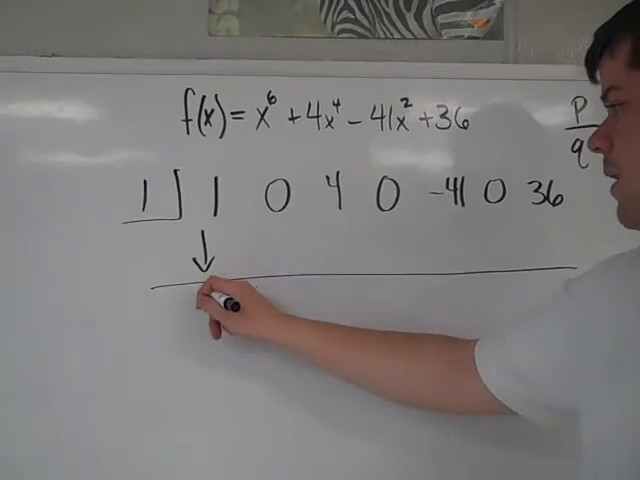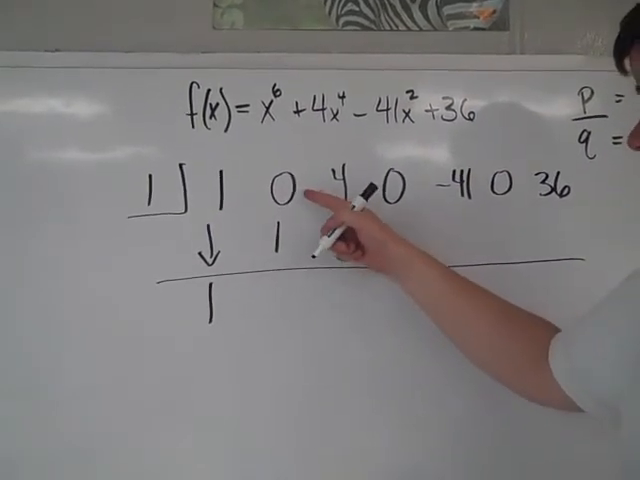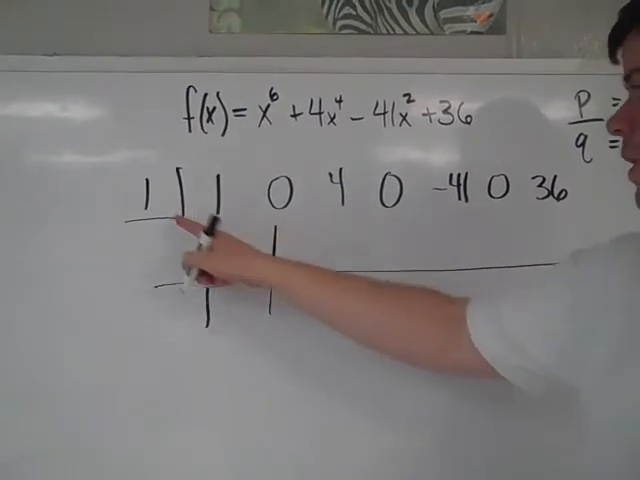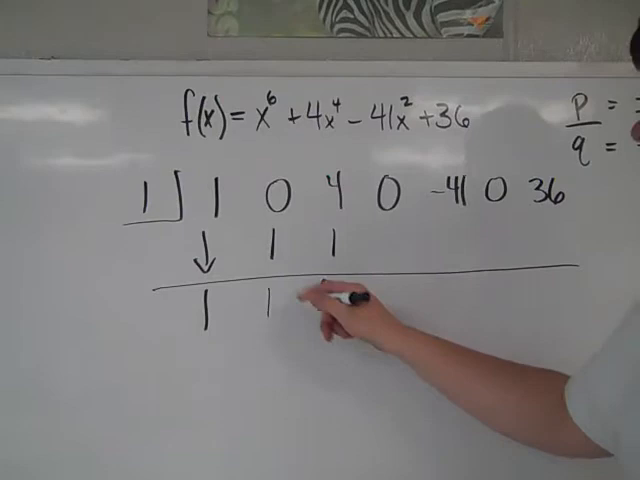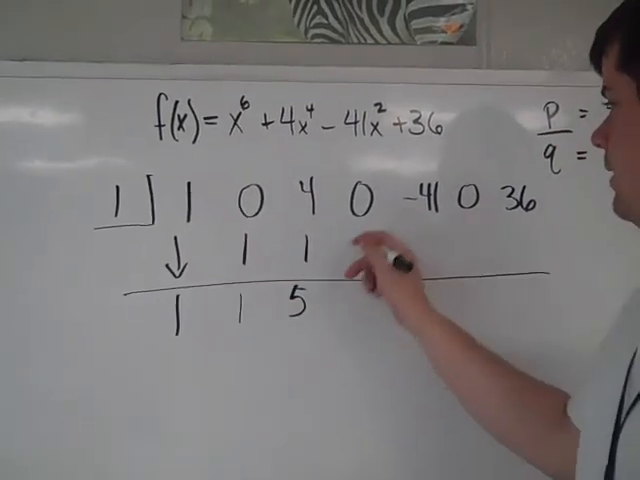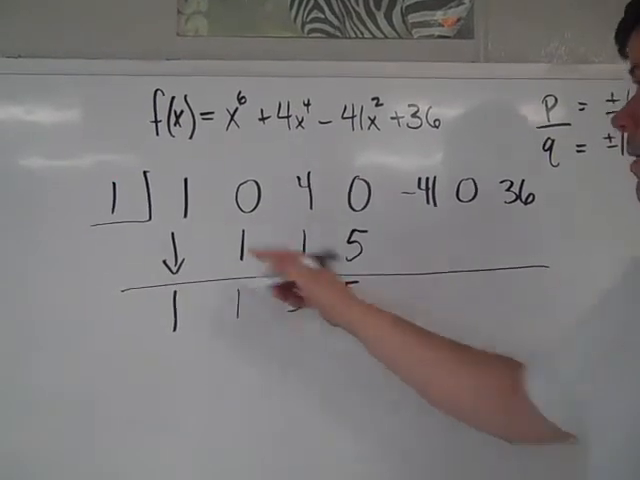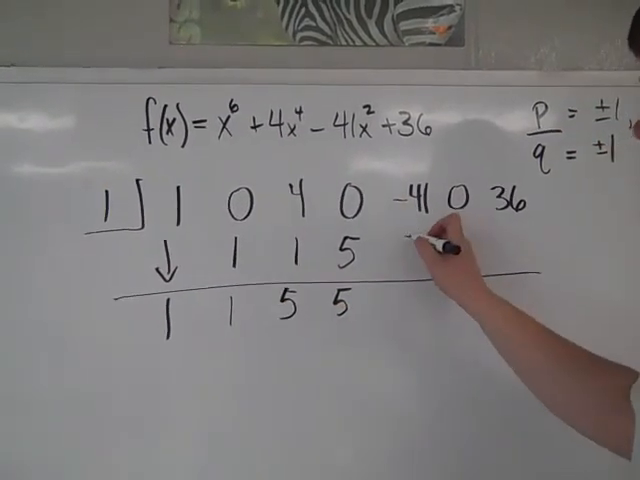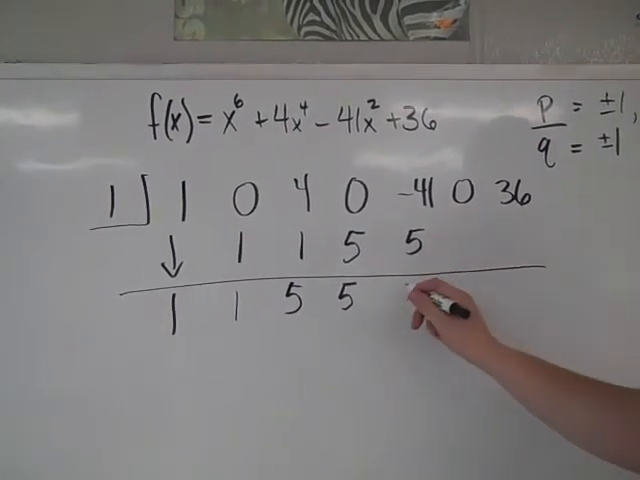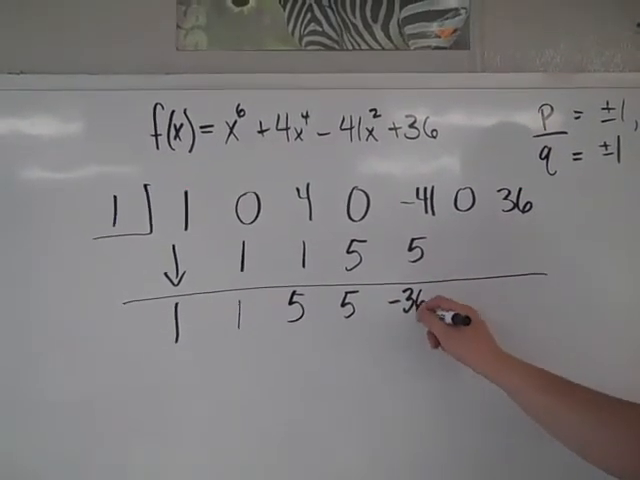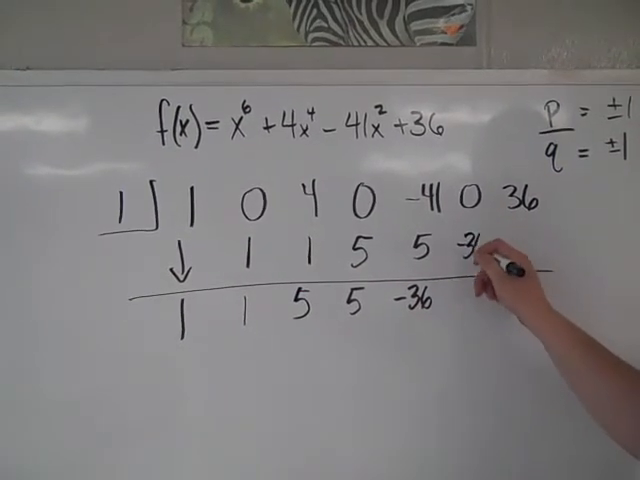You're going to bring the first term down, so I have 1. 1 times 1 is 1. And then we're going to add. 0 plus 1 is 1. 1 times 1 is 1. 4 plus 1 is 5. 1 times 5 is 5. 0 plus 5 is 5. 1 times 5 is 5. Negative 41 plus 5 is negative 36. 1 times negative 36 is negative 36.